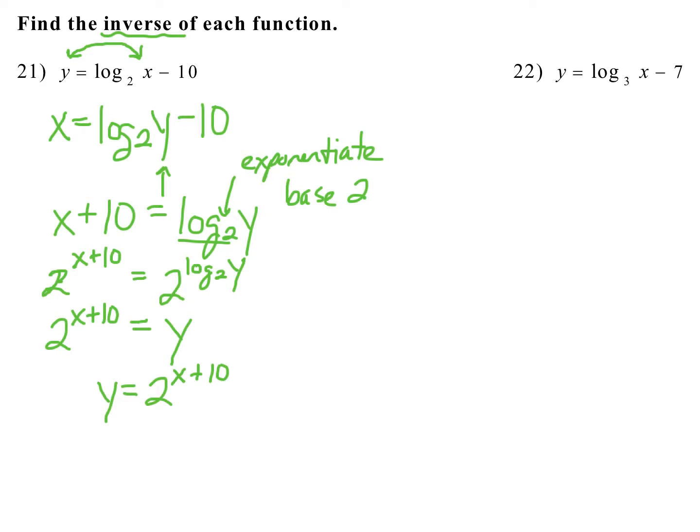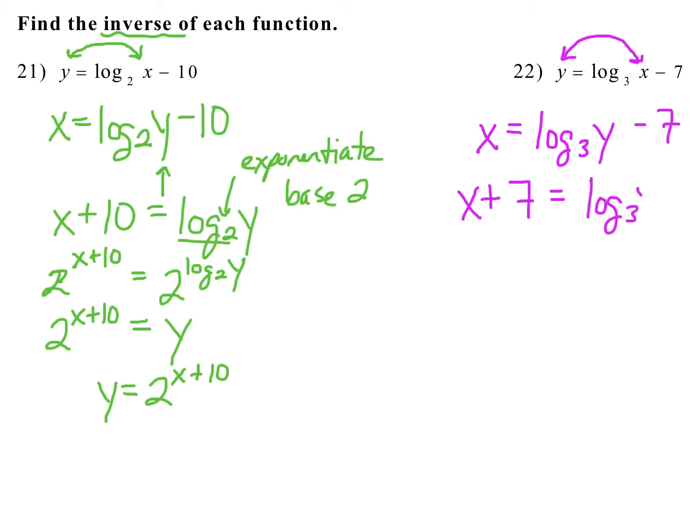Okay, over here, number 22, we have y equals log base 3 of x minus 7. So again, we start by switching our x and y. So we get x equals log base 3 of y minus 7. Okay, and again, we want to get the logarithm itself by itself, because we're trying to get the y by itself. So we're going to add 7 to both sides. x plus 7 equals log base 3 of y.